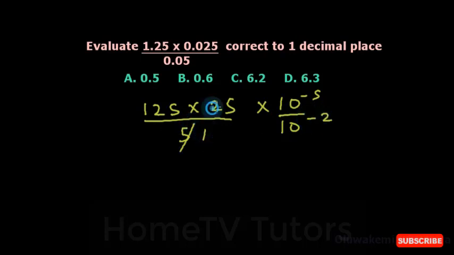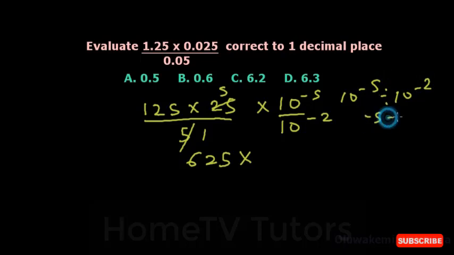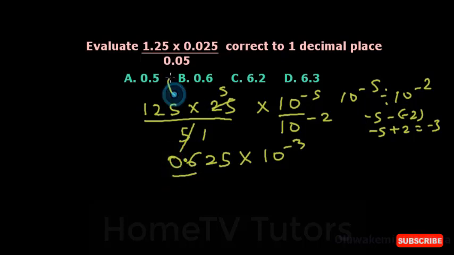So 5 goes in here 1, 5 goes in here 5. 5 times 1, 2, 5 will give us 625 to be multiplied by this. This is just like 10 raised to the power 5 divided by 10 raised to the power 2. So this will now be minus 5 minus 2. This will be plus. Okay, so minus 5 plus 2, which will give us minus 3. So times by 10 to the minus 3, 1, 2, 3. Okay, we have 0.6 to 1 decimal place. So answer option B is the answer.